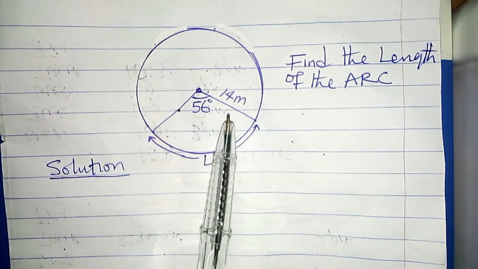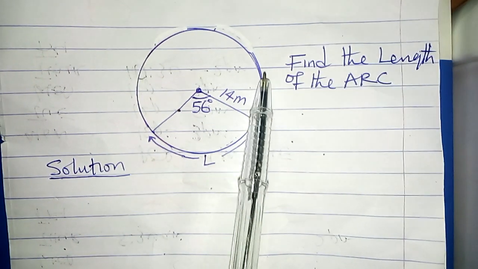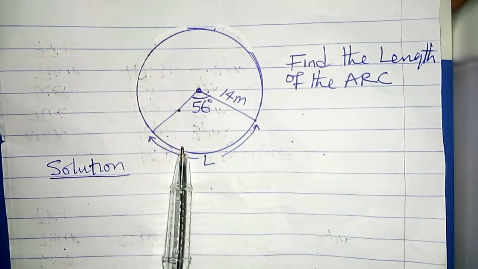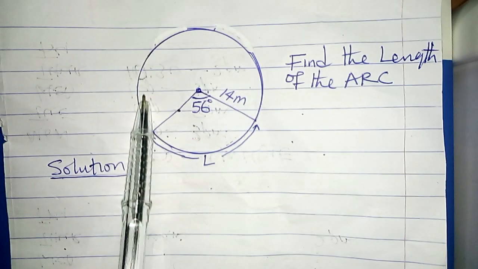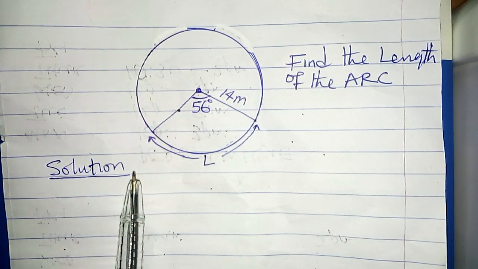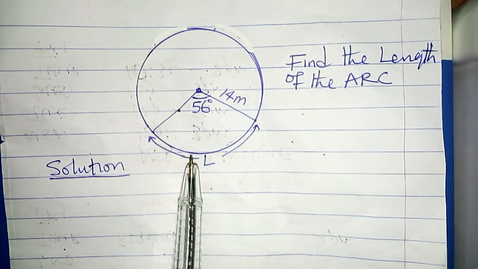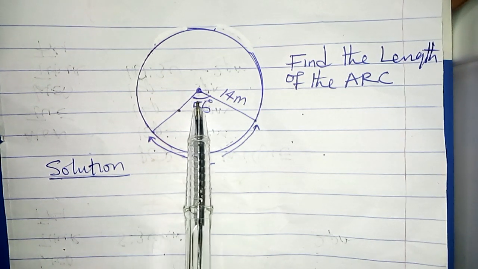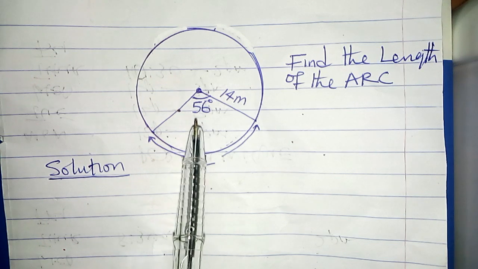Now, looking at this problem, you will see that this is a complete circle that is divided into two regions. This is the minor arc, and this other part is the major arc. Now, when you see a problem like this, although we are asked to look for the length of the arc, I just want to explain some little things. This angle you see here is the angle for that of the minor arc.